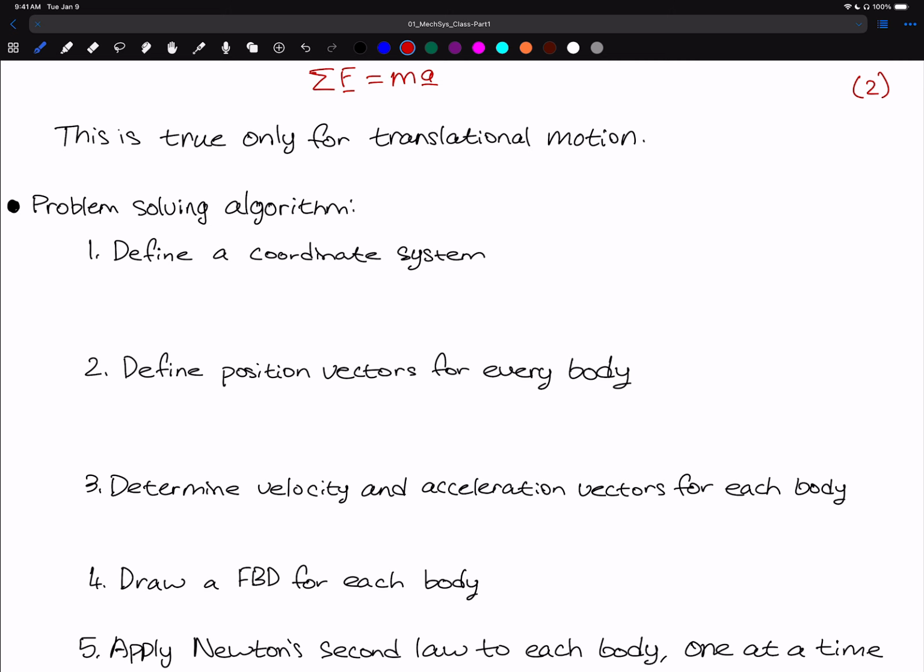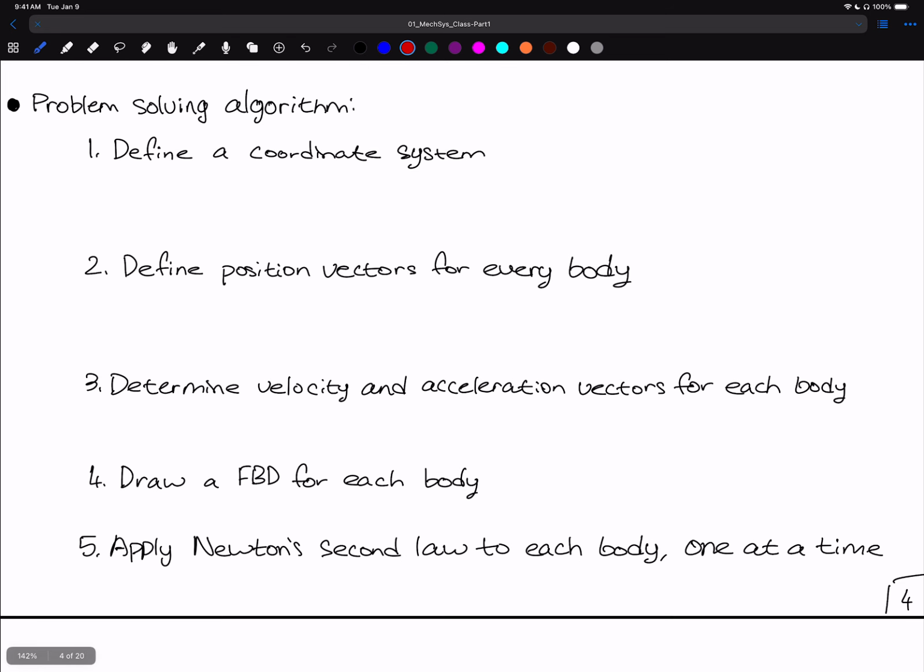This approach breaks up solving a problem or finding the equation of motion into two portions. First, we deal with kinematics, and we're looking to find the acceleration vector. And then the second part focuses on the kinetics, which is where we're applying Newton's second law, doing free body diagrams, etc. So the first thing you're going to do is define a coordinate system. And the first step then is to choose an origin.